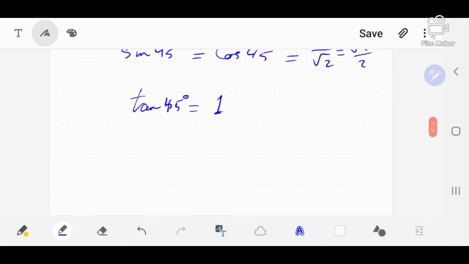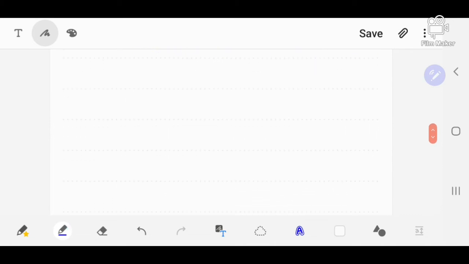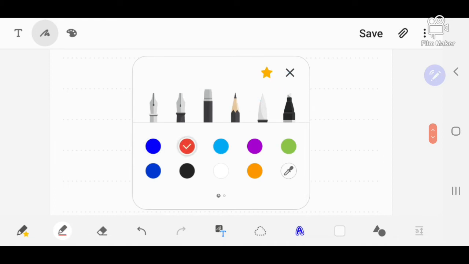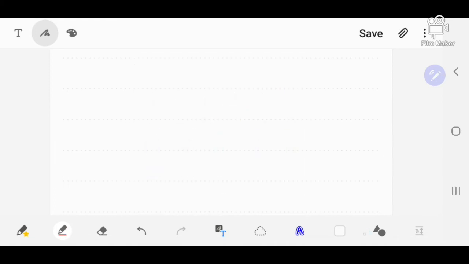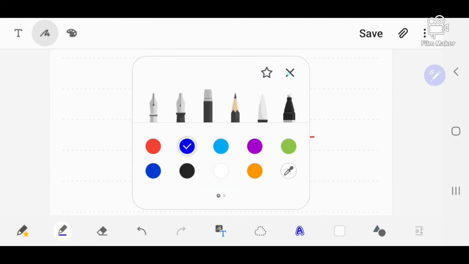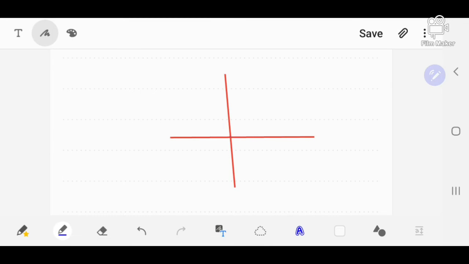Okay, my next point actually will be something more interesting. If I want to draw one of these angles in a standard position, let's say I want to draw the 30-degree angle, for example, in a standard position. So let's say this is the 30-degree angle.